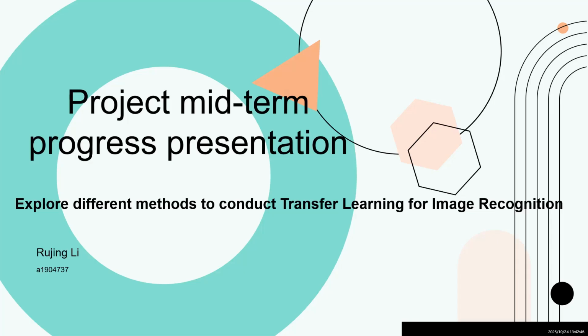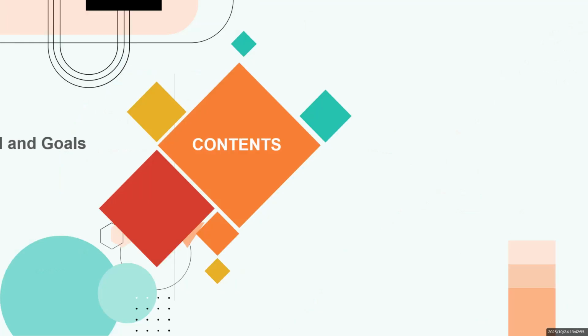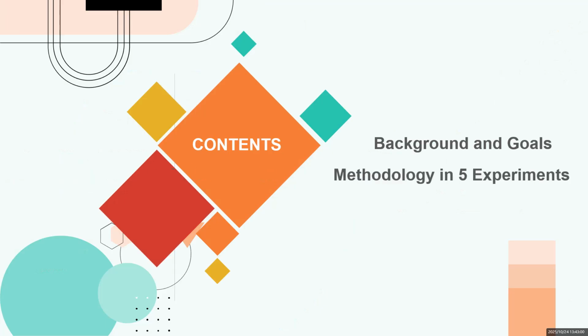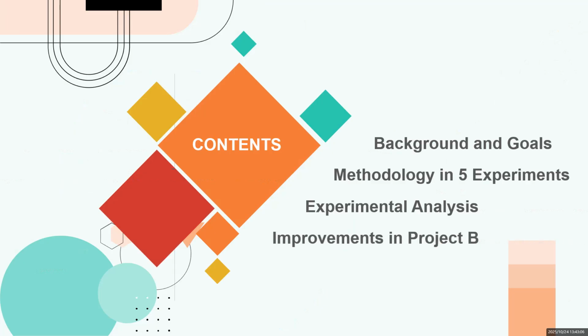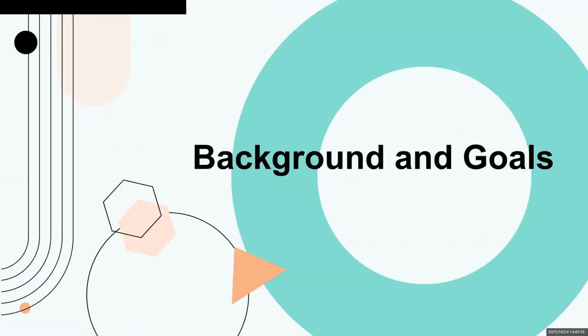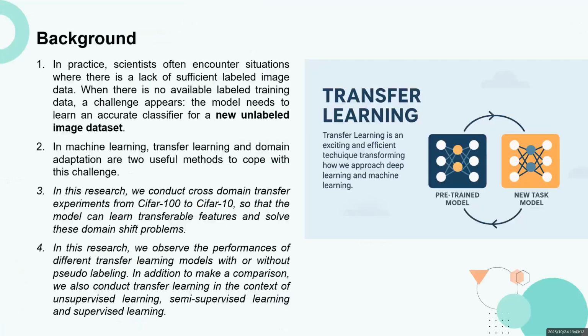My subject is to explore different methods to conduct transfer learning for image recognition. Now let me introduce the 5 parts. First, I will introduce background and goals and talk about methodology in 5 experiments. Then I will analyze the experiment, discuss improvements in Project B, and make a conclusion. First, I will talk about background.